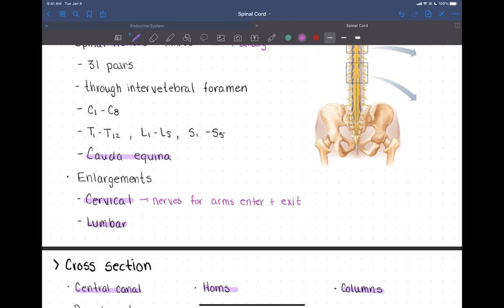And then the lumbar enlargement is similarly for the legs. So this is where the nerves for the legs enter and exit.